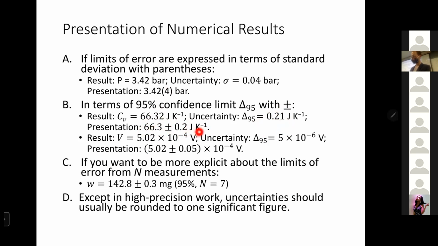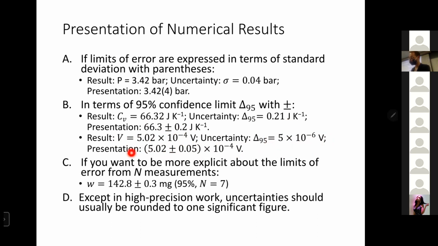plus or minus 0.2 joules per Kelvin. Okay. What if the value has some order of magnitude that's very different than 1? Maybe you would want to report a number that's like 0.5 microvolts, and you would report that as 5.02 times 10 to the minus 4 volts. And maybe it has an uncertainty of 0.5 millivolts, and it has an uncertainty of 5 microvolts, so 5 times 10 to the minus 6 volts.